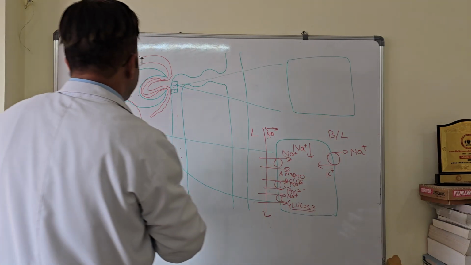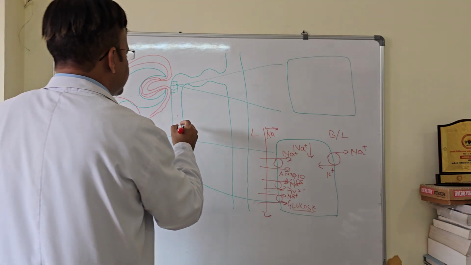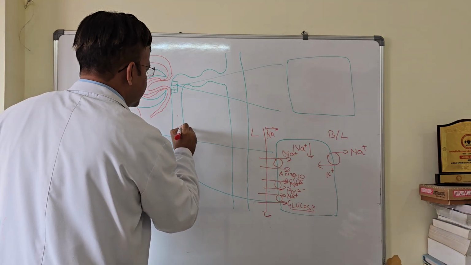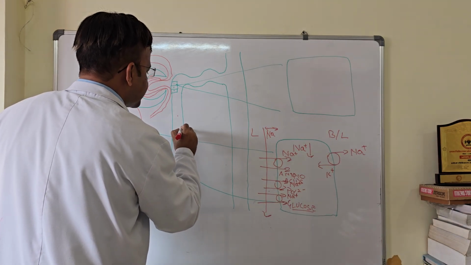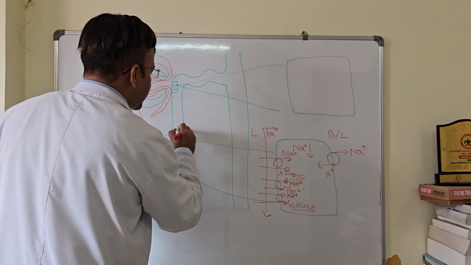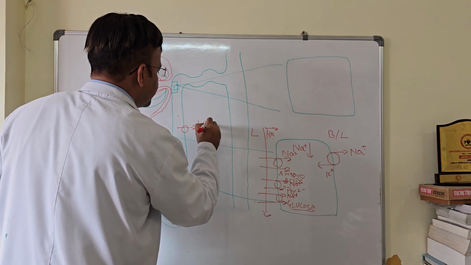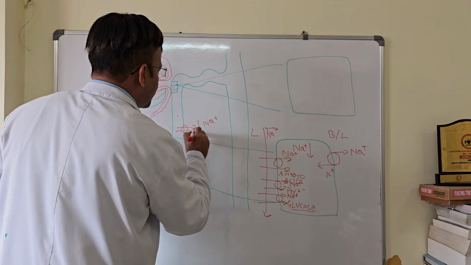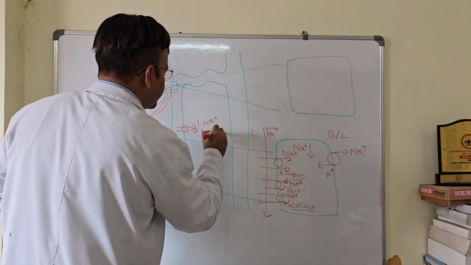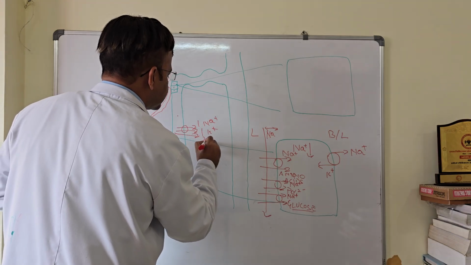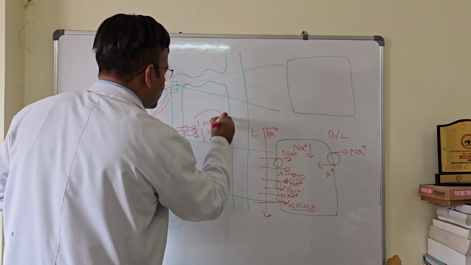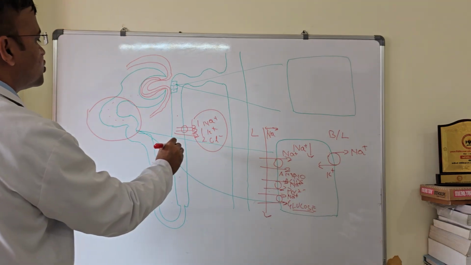Okay. Now, over here in our thick ascending limb, we have got an ion channel: one sodium, one potassium, and two chloride. Right? One sodium, one potassium, and two chloride ion channel.